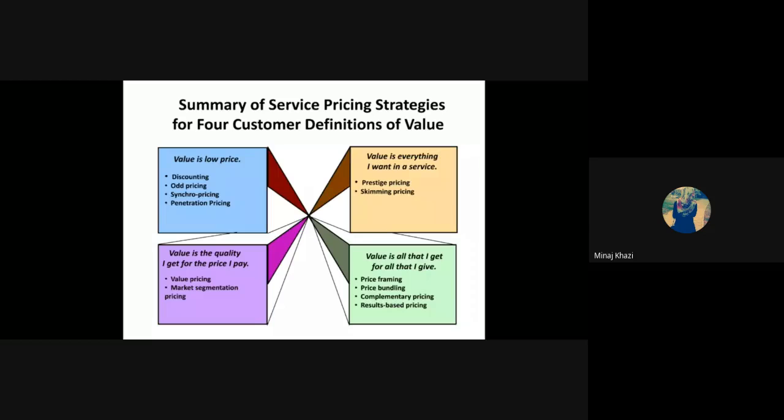Next one is value is the quality I get for what I pay. If that is the mindset of the person, we are having value pricing and market segmentation pricing. The next and the last one is value is all I get for what I give. For that it is price framing, price bundling, complementary pricing, and results based pricing. So make sure you know all these things, because there might be a question on this for 7 marks or 10 marks in your final examination.